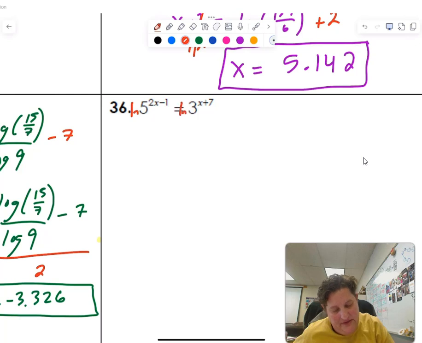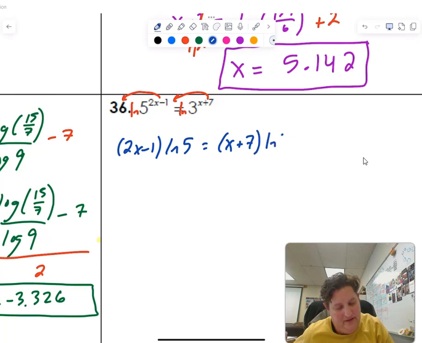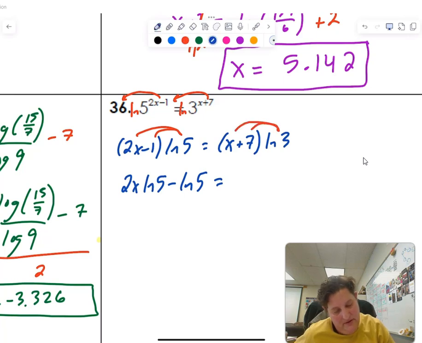I'm going to use ln instead of log this time. You do whichever one you want. Okay, so I have 2x minus 1 ln 5. I have x plus 7 ln 3. I backwards distribute that. So I have 2x ln 5 minus ln 5. I backwards distribute that. So I have x ln 3 plus 7 ln 3.